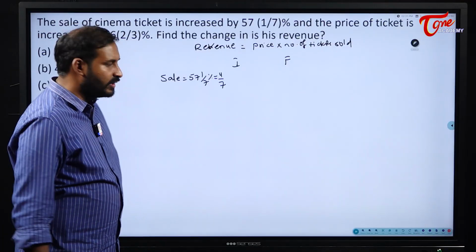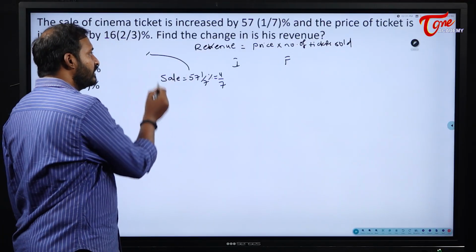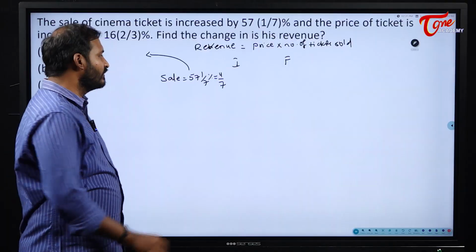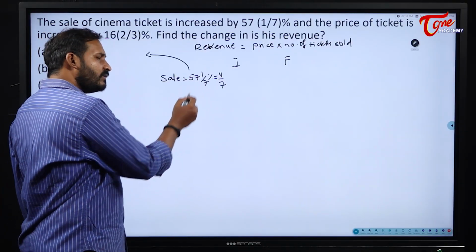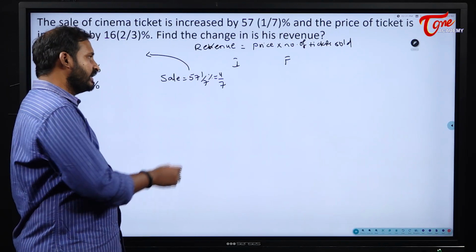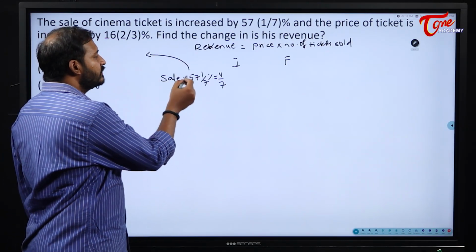See students, if you were not able to identify it, it doesn't matter a lot. Very simple. What we will do is, for 57 1/7, we need to find the value. So what will you get here?